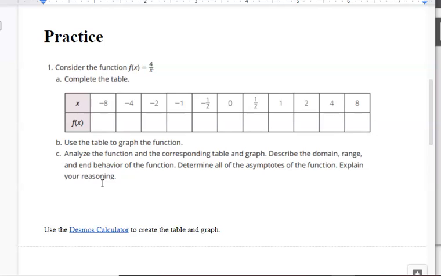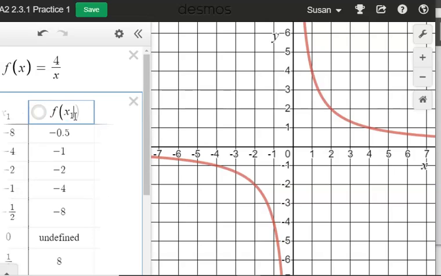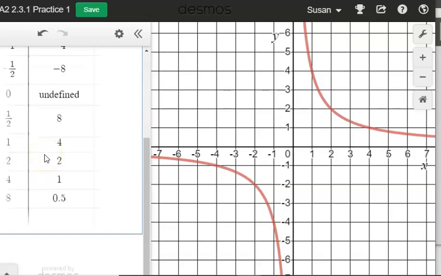So A and B, we're going to do all of those things in the Desmos calculator. If you click on the link that you've been provided, it's going to take you to the graph that's here. So you see the function f of x equals 4 divided by x is already graphed. The x coordinates are down here in a table that's already been created for you. So what you're going to do is put f of x1, and it'll automatically make it a subscript. I spent a long time trying to figure that out. But you'll notice that at 0, this function is undefined. So that is telling you your vertical asymptote.